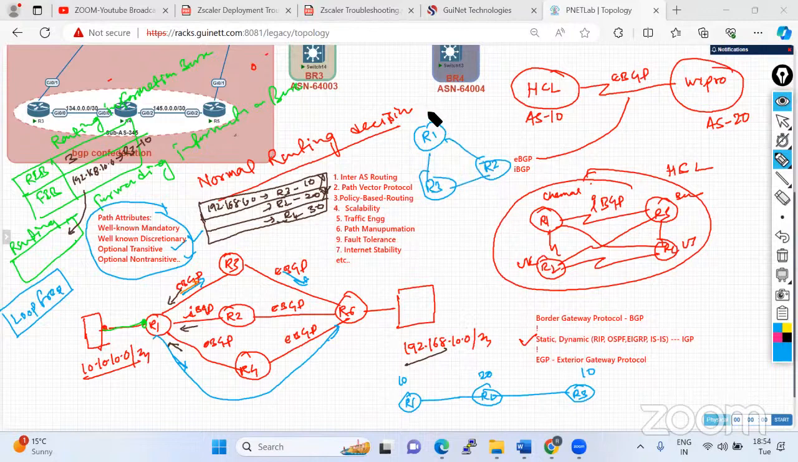And let's suppose this one has AS 10, this one has 20, and this one has 30. I advertise the route 1.1.1.1. It is going to send this, and this, and this. You can see this is going to make a loop.